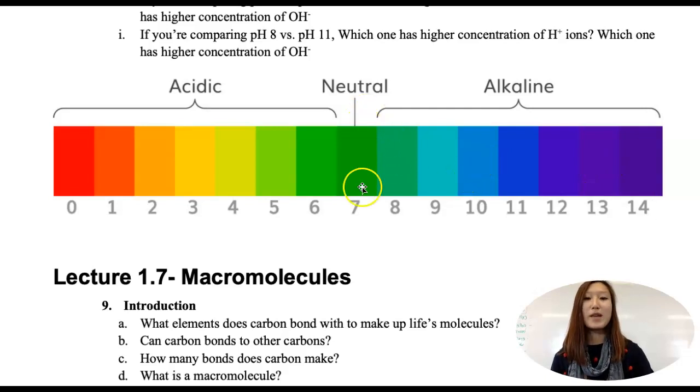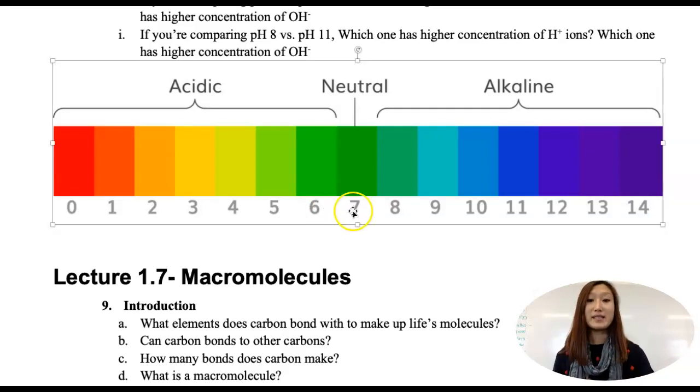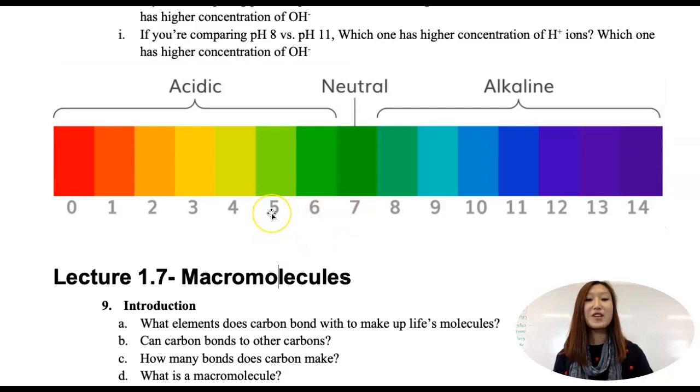Okay, so in the middle we have 7, which is neutral. When you have a pH 6, for example, it's actually 10 times more acidic than 7, and pH 5 is 100 times more acidic than 7. So the smaller the number gets, the more acidic the solution becomes and the higher concentration of hydrogen ion there is. So I'm going to write this one down for you actually.